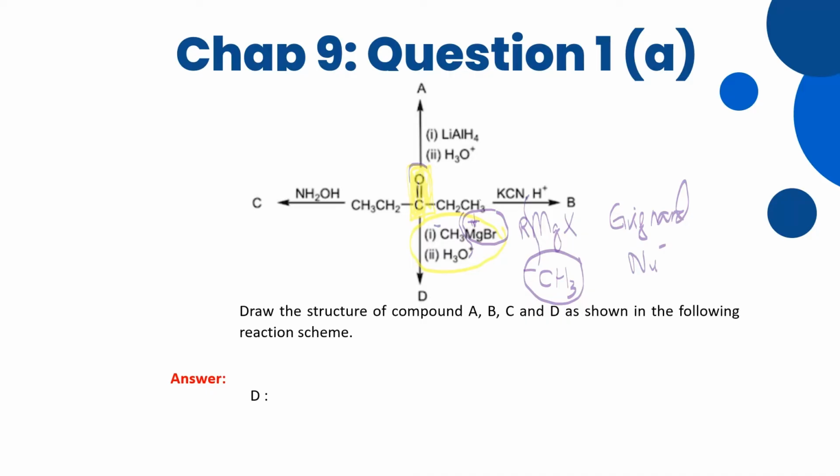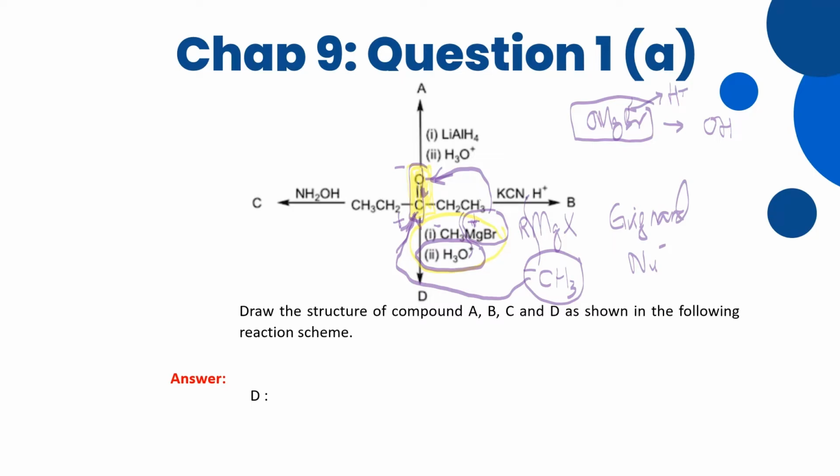So you have a C double bond O here. Oxygen, always remember, is more negative, carbon is more positive, and we will have an addition reaction. So the double bond will disappear, and you have something added across carbon and oxygen. The negative will go to the positive species, so CH3 will be added to the carbon, and MgBr will go with oxygen, so it becomes OMgBr. But because you have another step which is called hydrolysis, we will turn this into OH, because the H3O+ will provide the H+ and exchange with Mg2+.